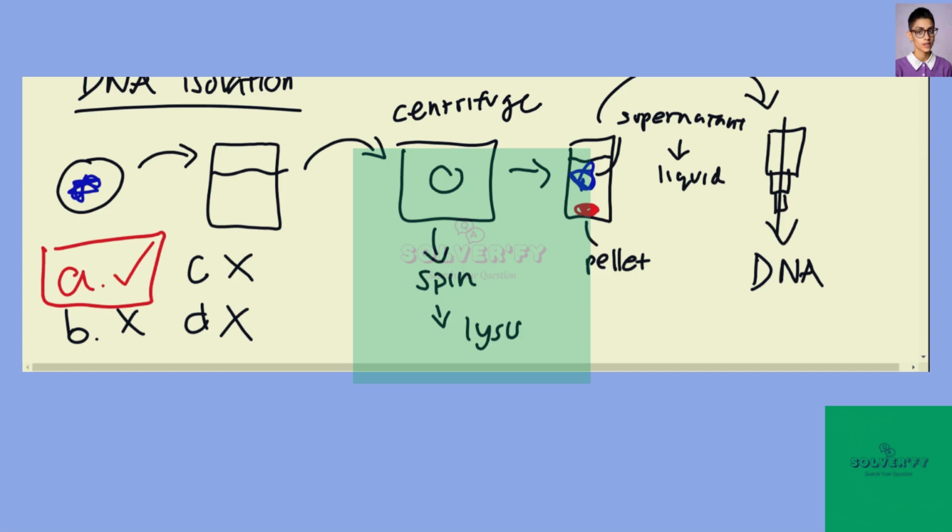So, after considering all of our answer choices, the correct answer is A, where DNA is going to separate into the supernatant. I hope this helps, and thanks for listening.